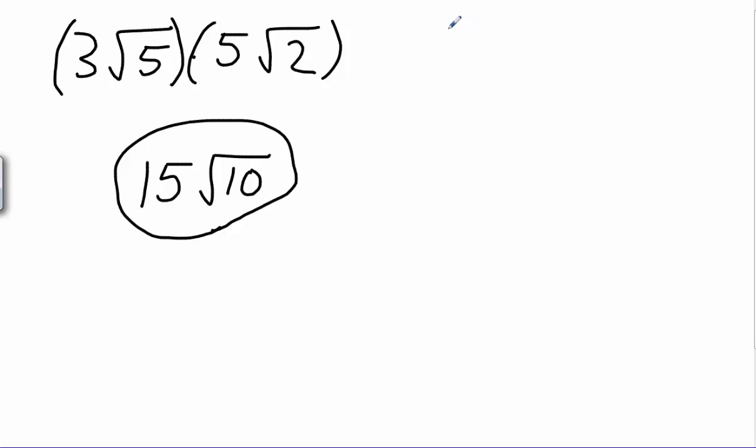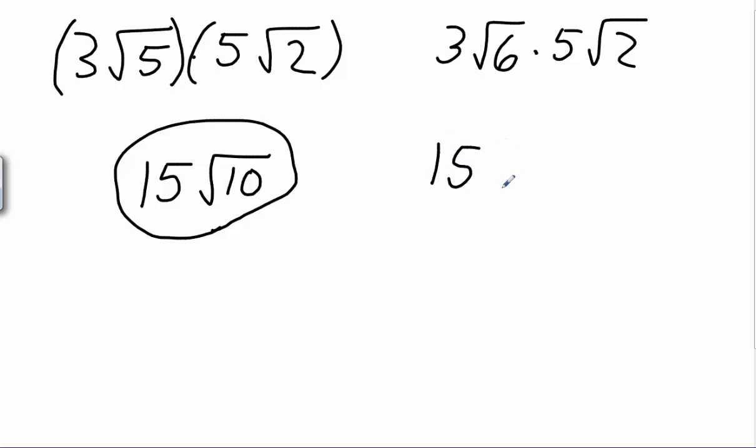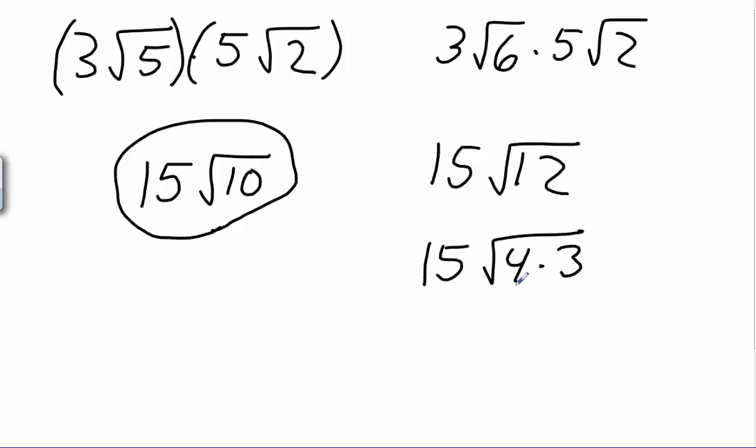Let's try another one because some people are going to get confused. So 3 square root of 6 times 5 square root of 2. Again, do outside by outside, so we get 15. 6 times 2 is the square root of 12. Now again, can we simplify this at all? If you've been watching my videos, we know that the square root of 12 becomes the square root of 4 times 3. Bring the 4 out front because 4 is a perfect square. It's 15 times 4, radical 3.